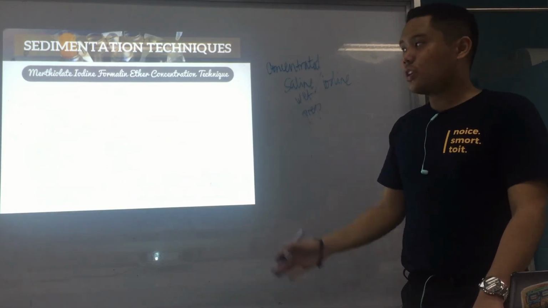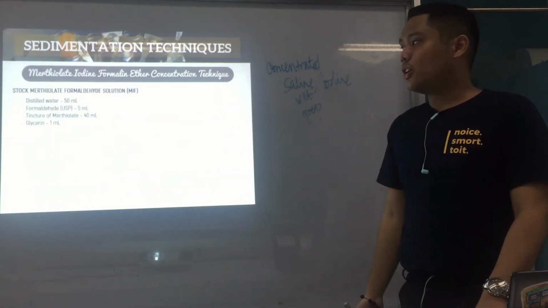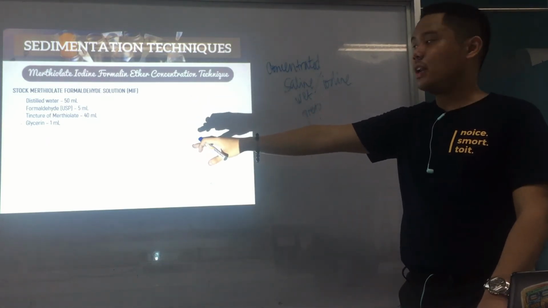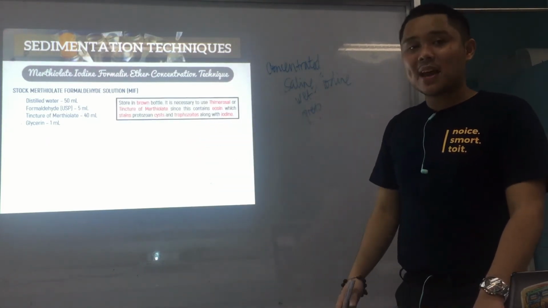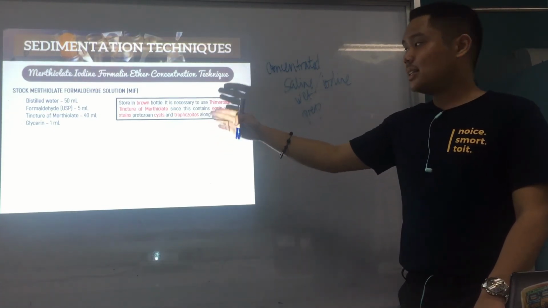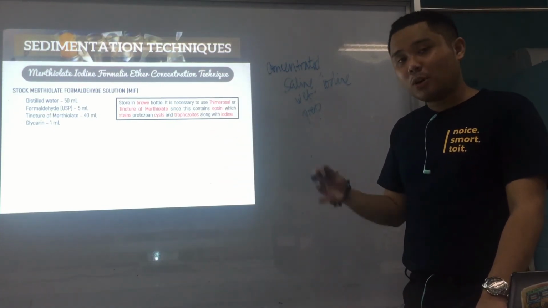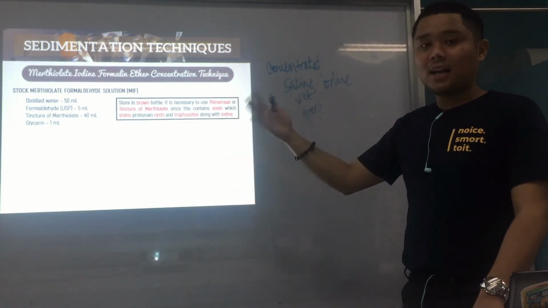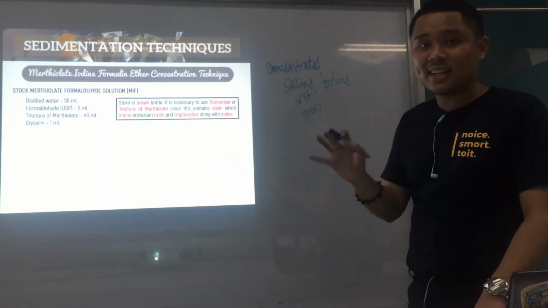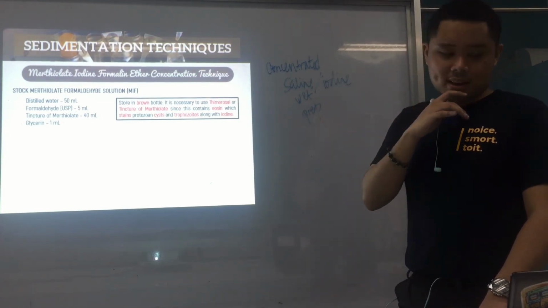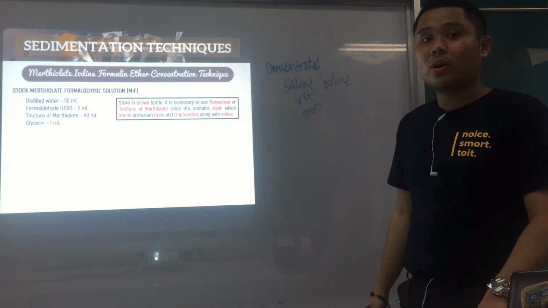And aside from that, you also need an MIF solution, so stock merthiolate formaldehyde solution. This is the composition. And again, you add thimerosal or tincture of merthiolate because this now contains the eosin, which stains the protozoan cysts, aside from the iodine that was included. So a lot of stain are there. So much easier to identify protozoan cysts because, again, you stain, you give color to your protozoan cysts.